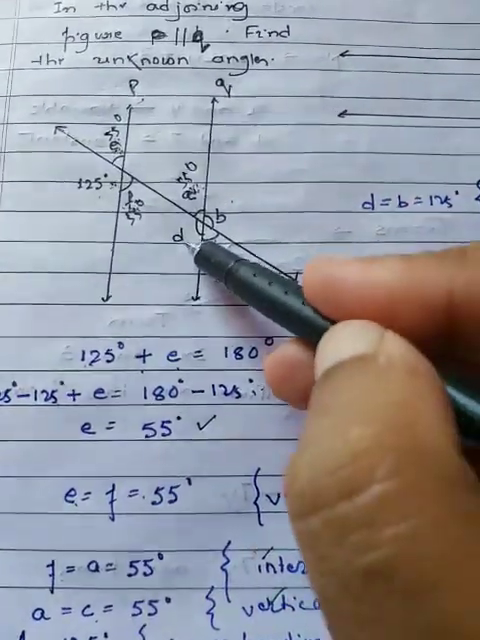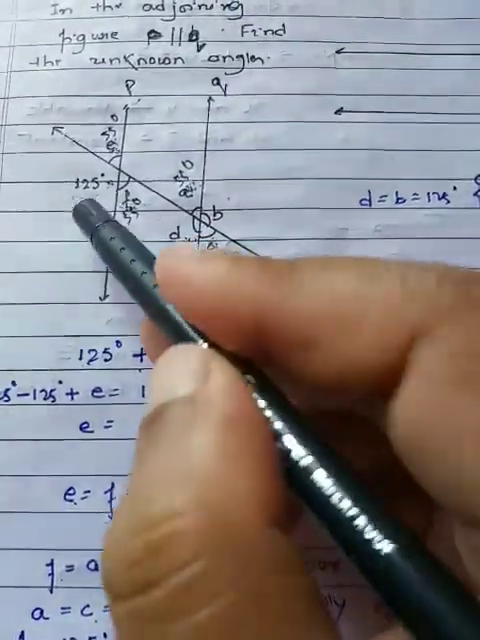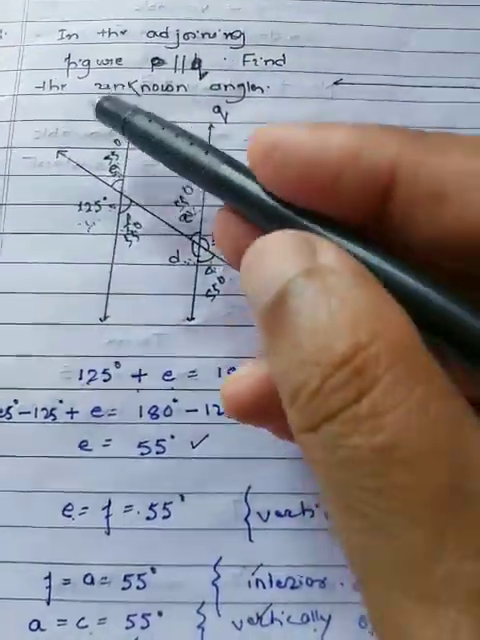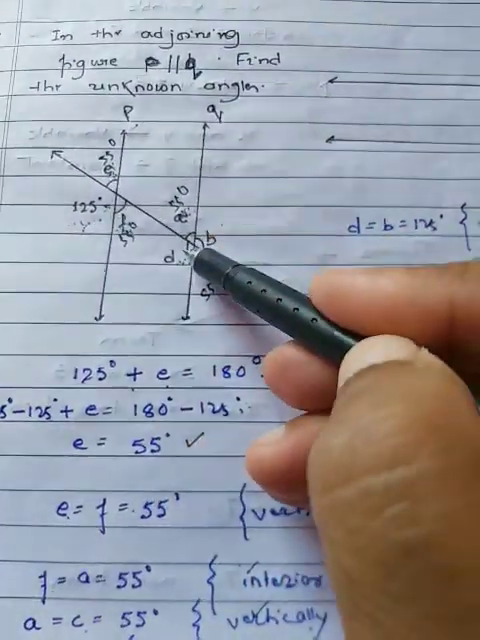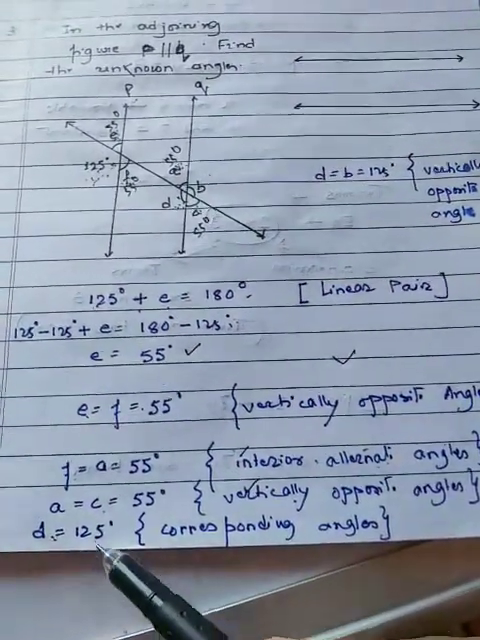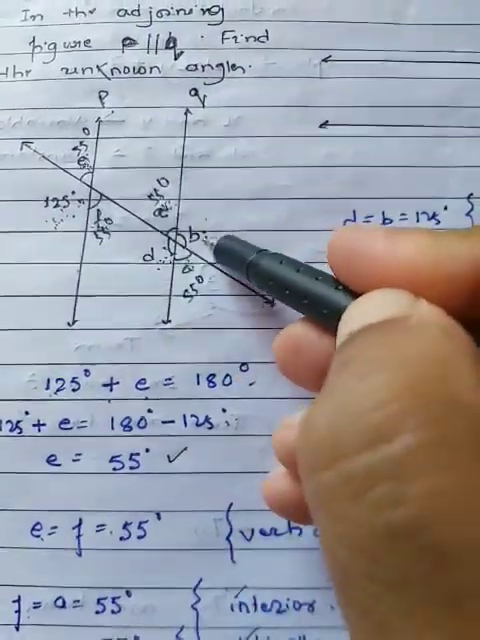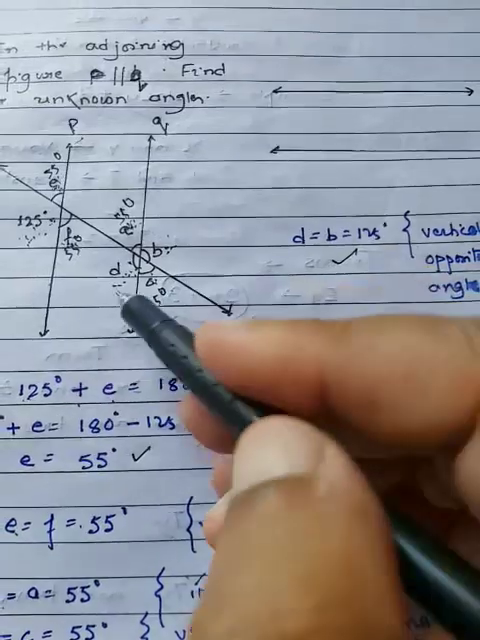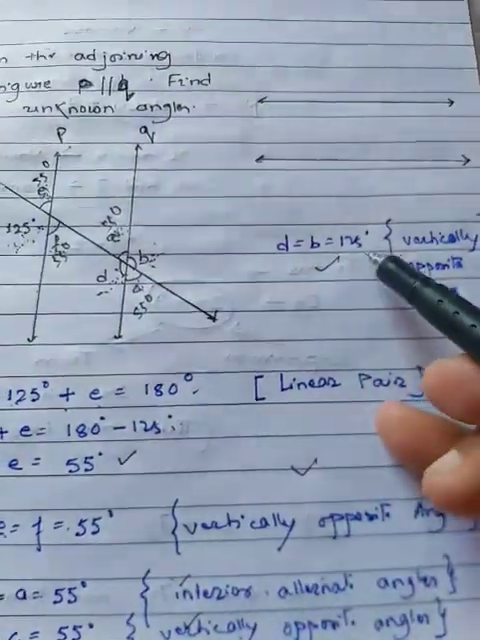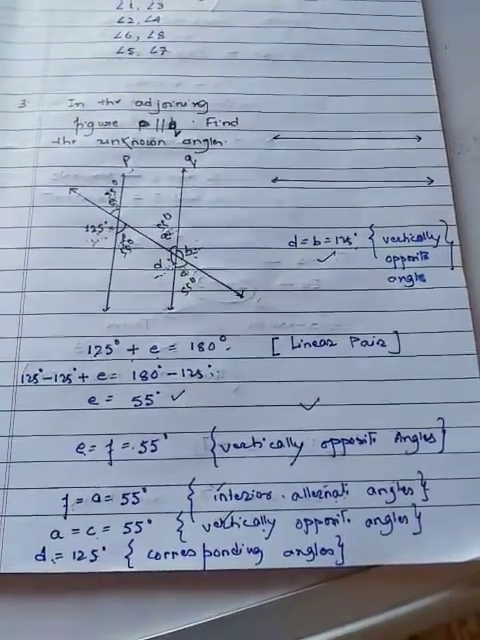Now we'll get the value of D. Now 125 degrees and D are related. How? Because they are corresponding to each other, on the same side of the transversal line, one outside, one inside. So these are corresponding angles. So angle D equals 125 degrees by corresponding angle. And finally this one is left. So D equals B, isn't it? I have written it here. Why? Because they are vertically opposite angles. So the value of B would also be 125 degrees. So this is the solution of question number 3.